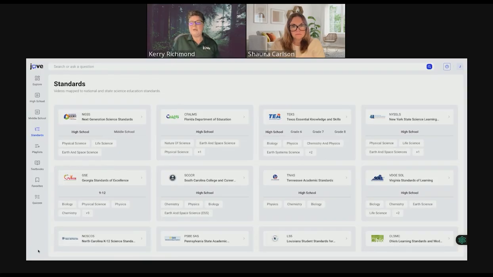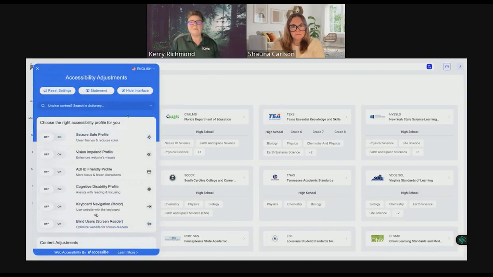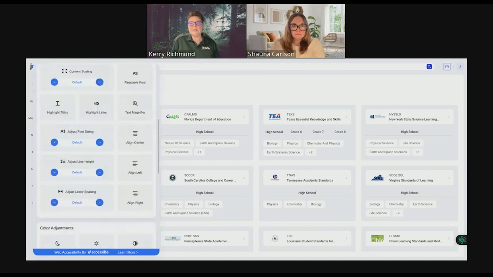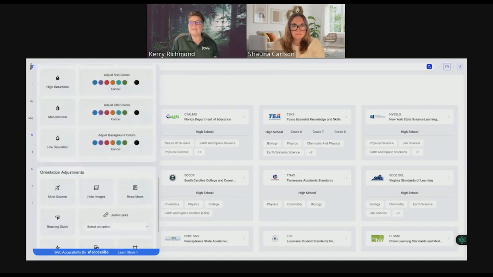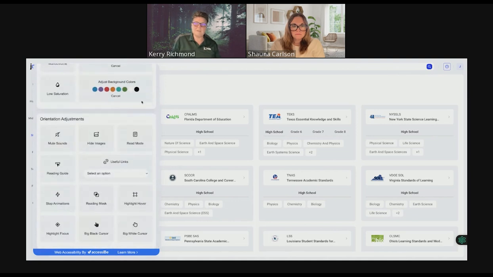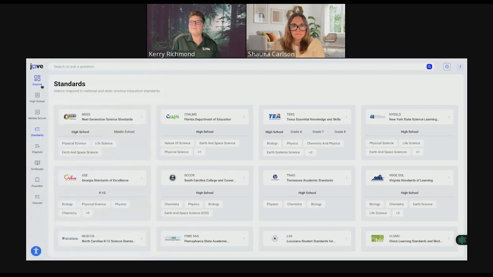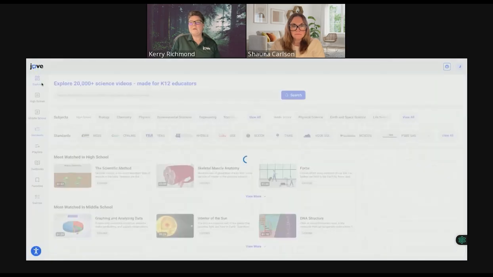specific standard. We also have a lot of accessibility tools that we like to feature because not a lot of websites have these. So we have accessibility profiles available, content adjustments, color adjustments, and even orientation adjustments for students that need that extra support. That's there for you as well. So that's a little bit about our website.